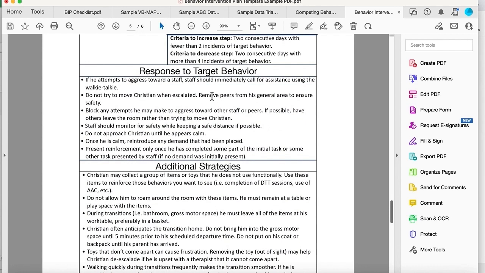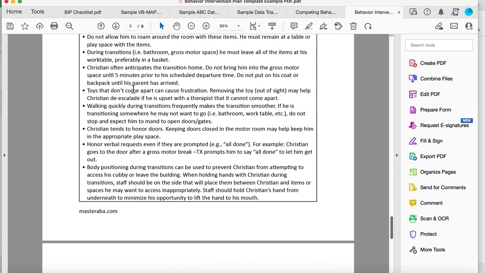In response to target behavior, this is really important, and I kept it as a bulleted list so that it was easy for staff to refer to. Additional strategies. So you can see that in this section, I'm providing a lot of very specific pointers for staff so that they know all of the different tips and tricks to get through a session with him with the least amount of target behaviors possible.